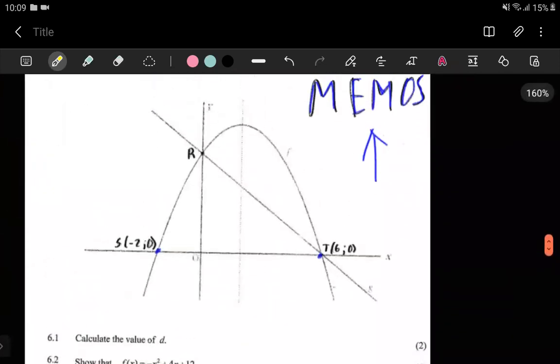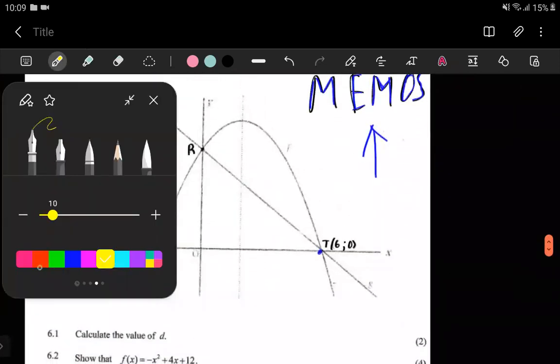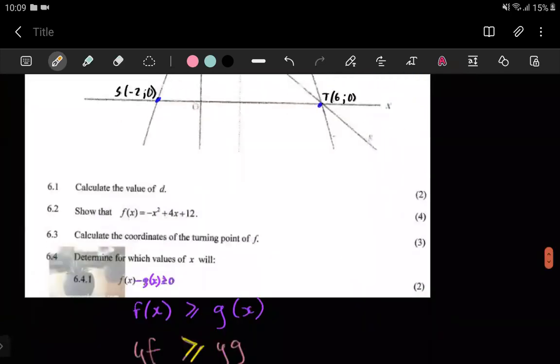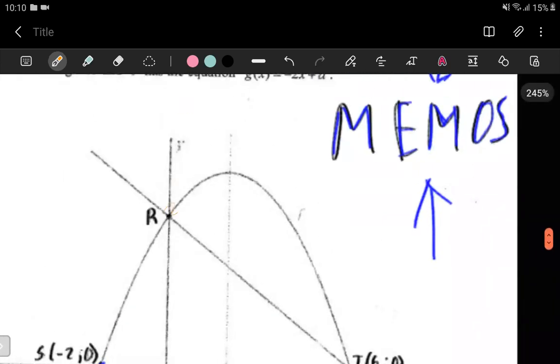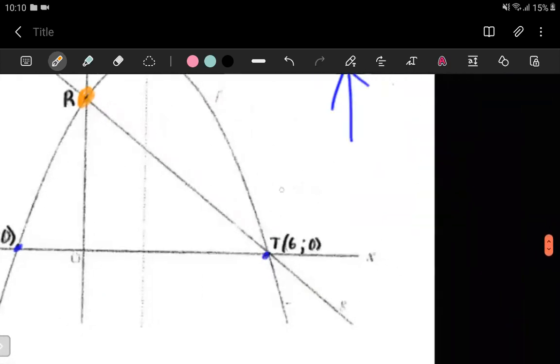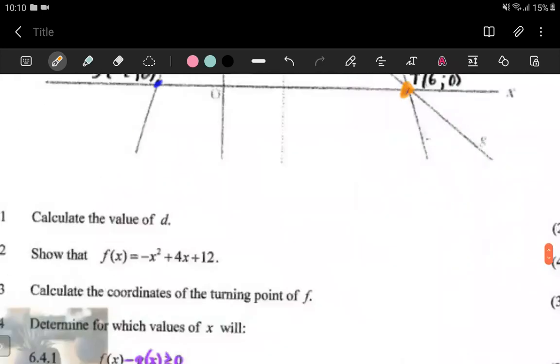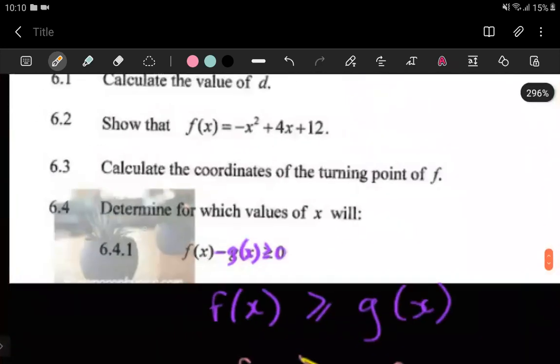So what you then need to recognize is that the way you work these questions out is you go to where your graphs are equal first, because they're asking where the y values are bigger or equal to each other. So they're equal to each other here specifically, and they're equal to each other here specifically. If you look at the nature of the question, determine for which values of x will this inequality balance out.